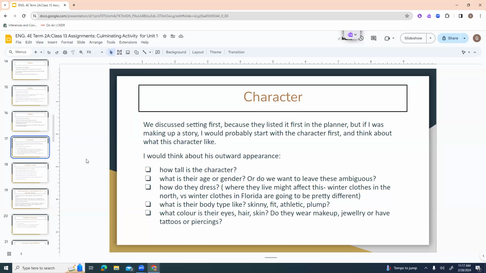What is their body type like? Are they skinny, fit, athletic, plump? What color is their eyes, their hair, their skin? Do they wear makeup? Have jewelry on? Do they have tattoos or piercings? You don't have to describe it in detail in the story, but it helps if you know what they look like, because then you can drop little bits and pieces of that as people are interacting in the story.